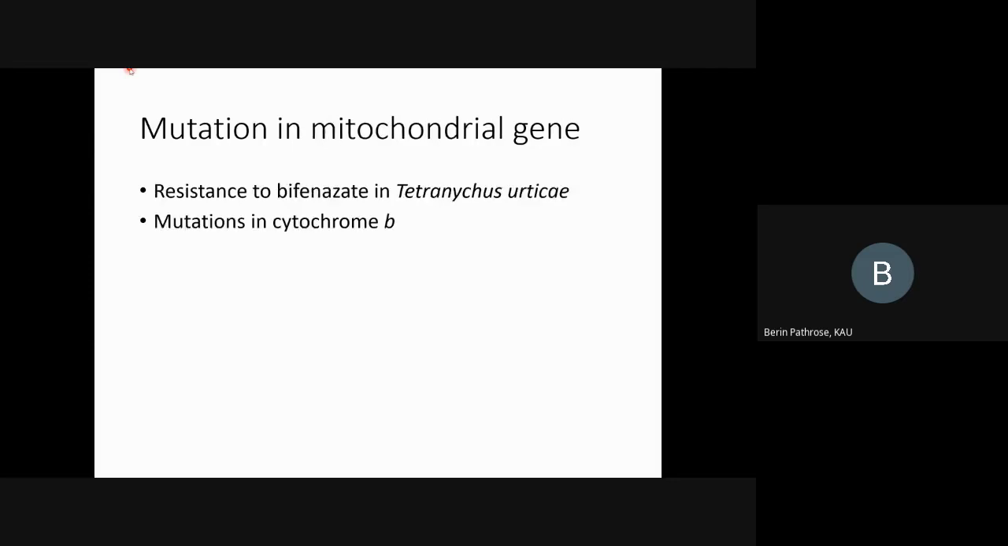The next and last one is mutation in the mitochondrial gene. Here it's reported in bifenazate. It's not only reported from bifenazate, there are so many reports. I've given only one. This mutation in cytochrome b gives resistance to bifenazate in Tetranychus urticae. So mutations in ligand-gated ion channels, mutations in voltage-gated ion channels, mutations in the mitochondrial gene, and mutations in the chitin synthase gene, all of these can contribute to resistance in insects.